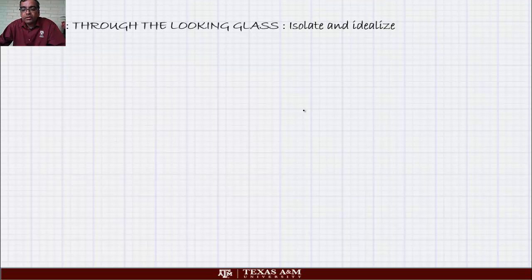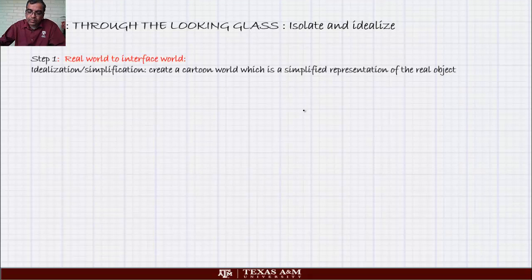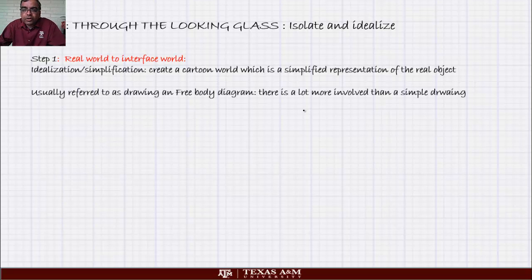Okay, so the first step is isolate and idealize. That's the step. What do we do? We convert the real world object into an interface world. We create a cartoon world with a simplified representation of the real objects. This is usually referred to as drawing a free body diagram, but it is actually a little bit more. This is actually called modeling or simplification or idealization. That's why I said isolate and idealize is the core of this.